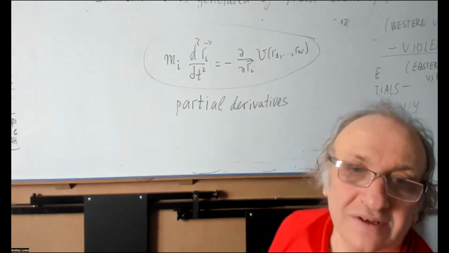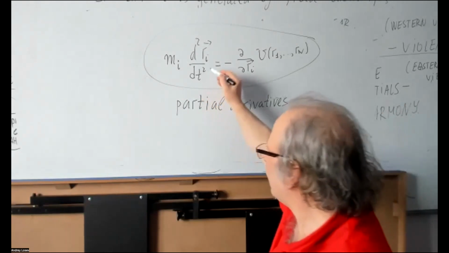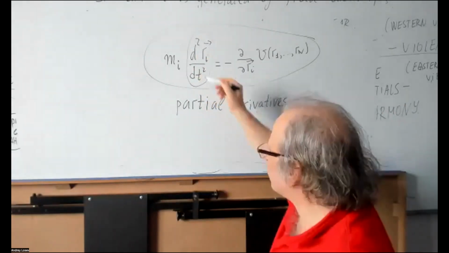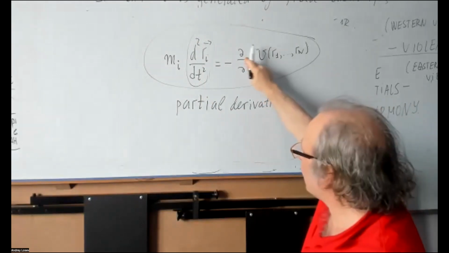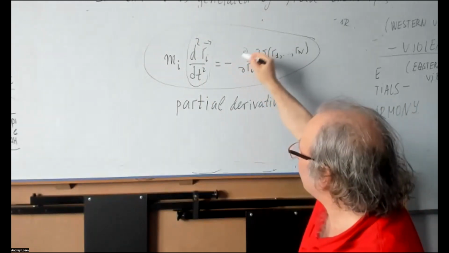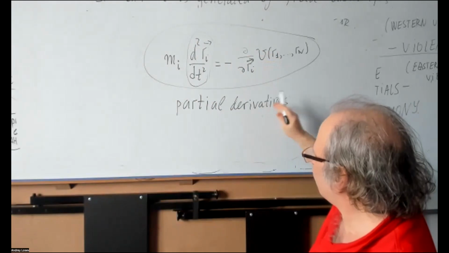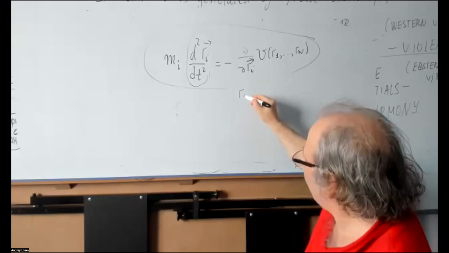That's all that is needed, because I use partial derivatives here. Here I have the second derivative in time. Here I'm using this symbol d over dr_i. So what does it mean?